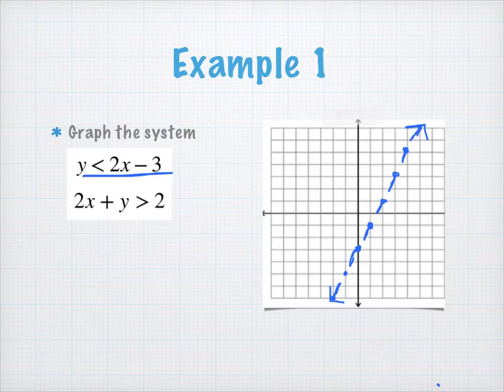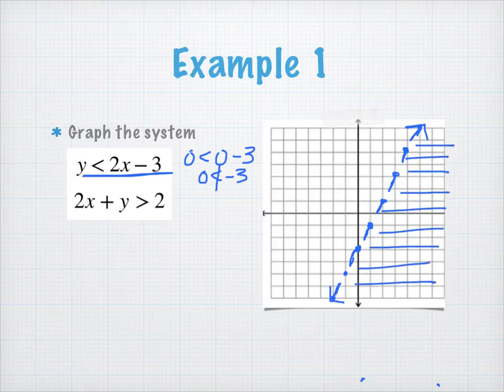And finally, we are less than. So we are shading from here down, less than, so below the line. And remember that you could take a point like 0, 0 and test it. If you do that, you're going to have 0 is less than 2 times 0 minus 3, which is 0 minus 3. Is 0 less than negative 3? No, it is not. So 0, 0 here is not included. It's got to be this side. So let me go ahead and do my horizontal shading lines so you can see that there.